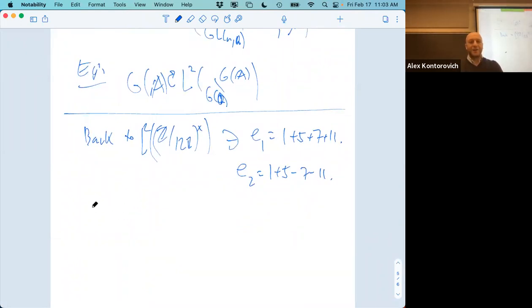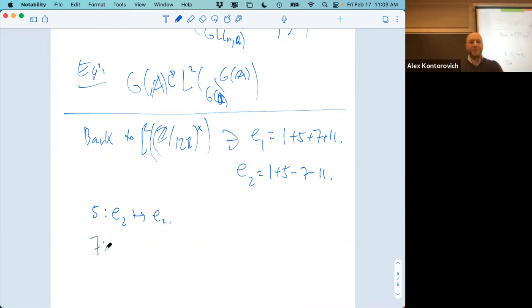What happens to this vector under 5? Where does 5 take E2? It takes E2 to 5 plus 1 minus 11 minus 7. So it takes E2 to itself.